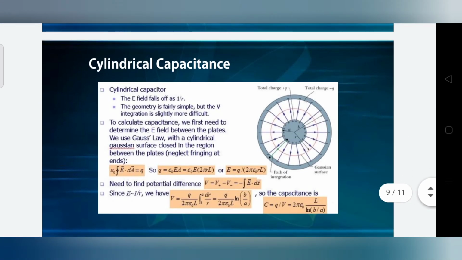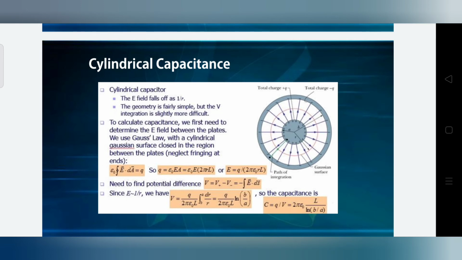Next one is cylindrical capacitance. In a cylindrical capacitor, the electric field falls off as 1 divided by R. In this cylindrical capacitance, there are two charges, plus Q and minus Q, and there is a path of integration. The geometry is fairly simple, but the V integration is slightly more difficult.